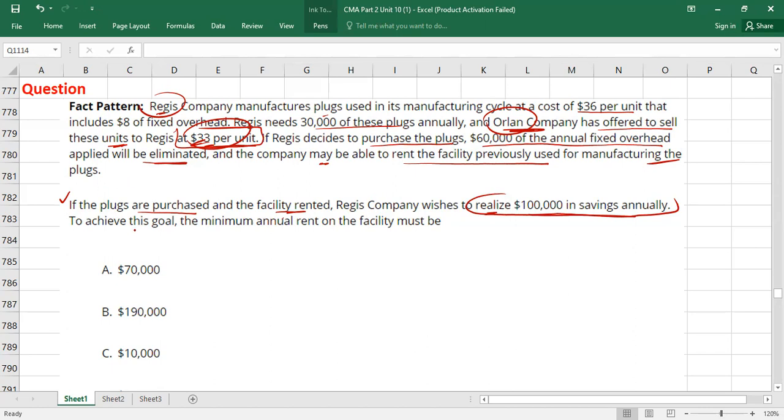So what is the question? This is their goal. They want $100,000 saving. To achieve this goal, the minimum annual rent on the facility must be... So the question is very technical. They are saying, tell me what is the minimum annual rent, the amount of rent that should leave a profit of $100,000, after deducting the loss if you buy the product from outside.